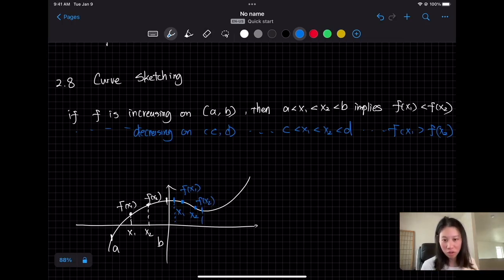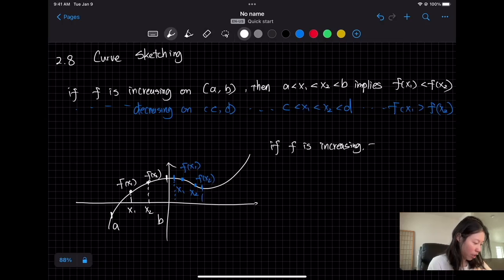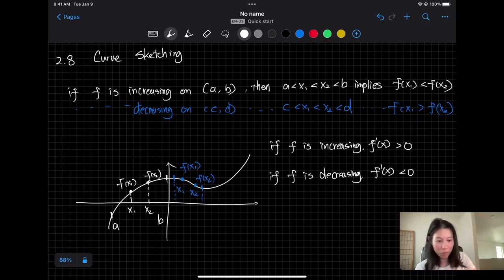But what about the first derivative? If the function is increasing, then the first derivative for all of these in this interval is going to be a positive number. If f(x) is decreasing, going down, then our first derivative is going to be a negative number.